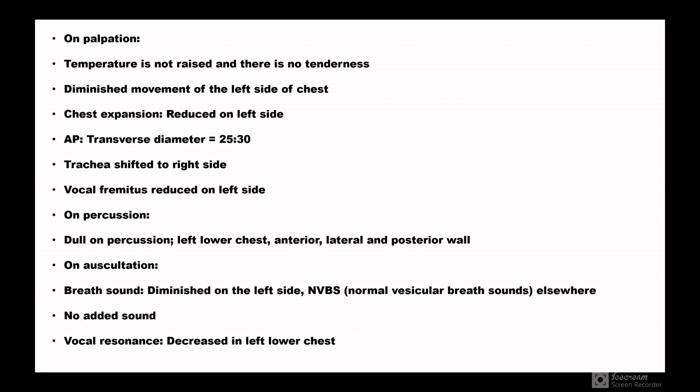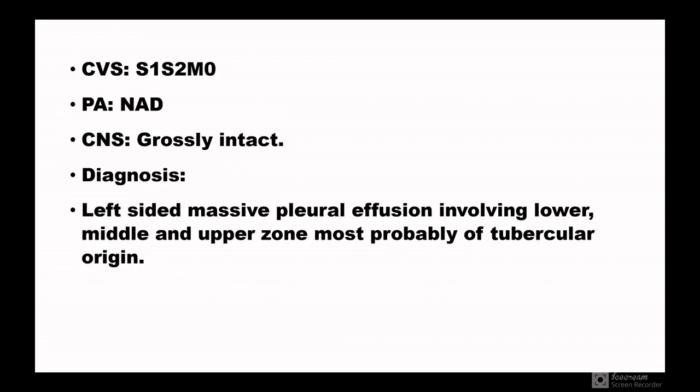So you are getting a clear picture in mind of what happened and where the effusion is. Vocal fremitus reduced on the left side. On percussion, dullness on the left side, left lower chest, anterior, lateral, and posterior wall. On auscultation, breath sounds diminished on the left side, normal vesicular breath sounds elsewhere, no added sounds, vocal resonance decreased in the left lower chest. And when we do the CVS examination, S1, S2 normal, no murmur. And per abdomen, no abnormality detected, CNS grossly intact.